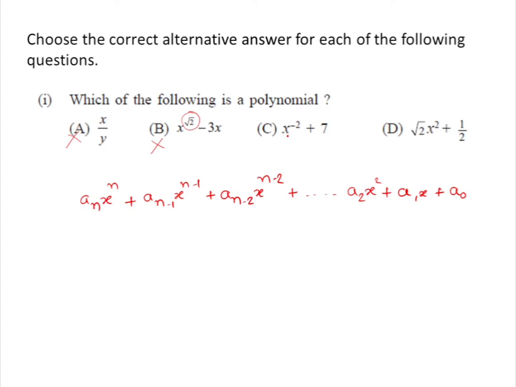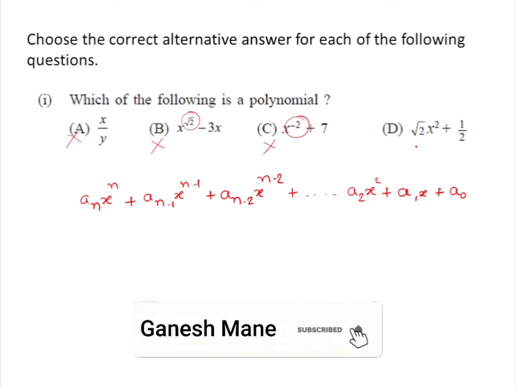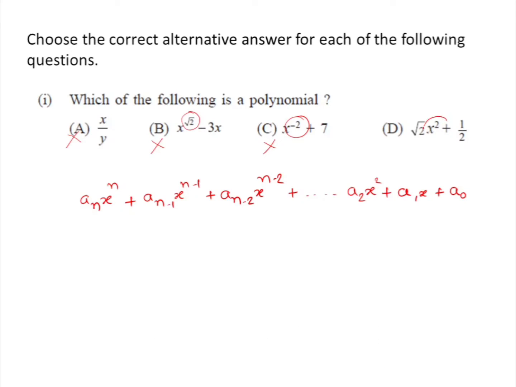In option C, we have x raised to minus 2. So here x raised to a negative number is there, so it cannot be a polynomial. In the last expression, we have root 2 into x square plus 1 by 2. Now here, as we can see, x raised to 2, that is x raised to a positive integer, is there. So that's why option D, that is root 2 into x square plus 1 by 2, is a polynomial.